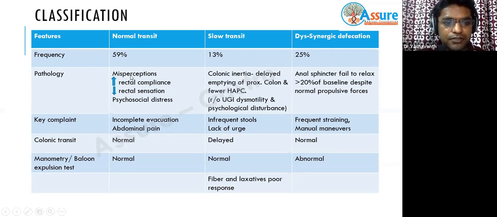Okay, next. Then you have increased rectal compliance. This can be long term. They have increased rectal compliance. In fact, they have increased compliance of the whole length of the colon. So sometimes we as gastroenterologists, you know what is the length of a colonoscope?